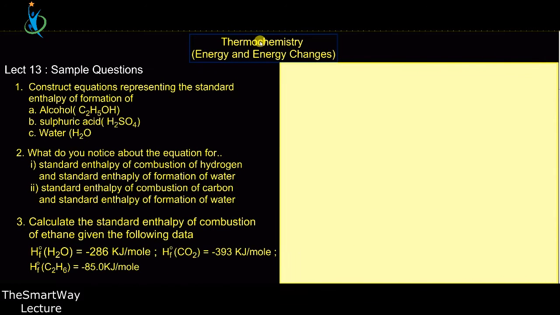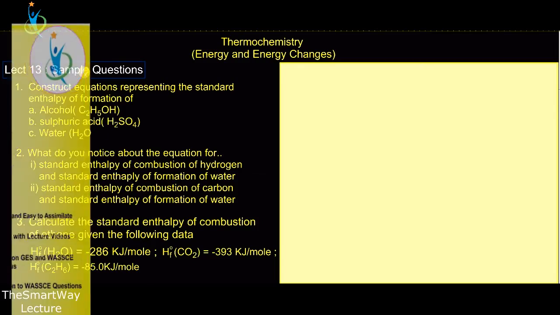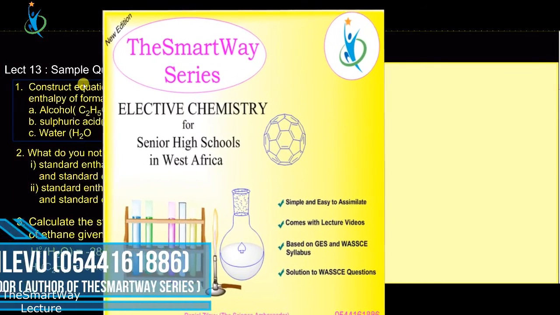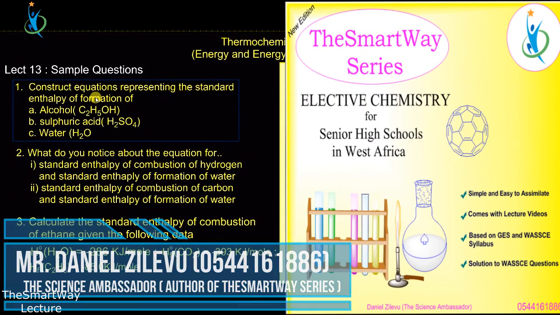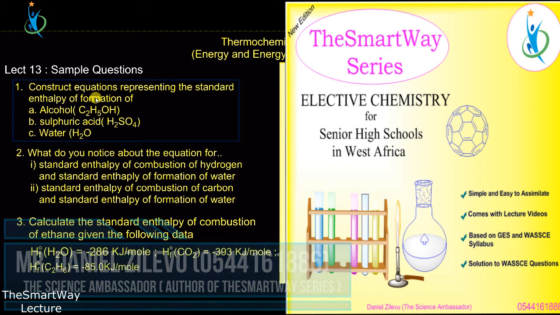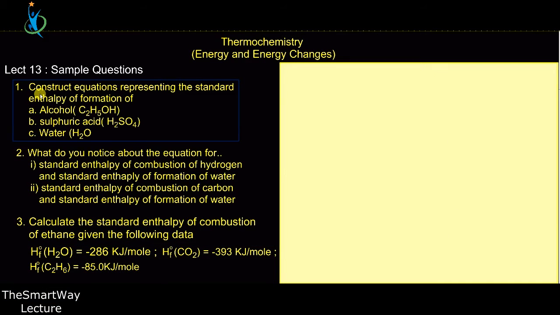Today we are here to continue on thermochemistry, and in this lecture we are going to help you solve some questions to understand the concept we have done earlier. Now this is the question. The first question says: construct equations representing the standard enthalpy of formation of the alcohol, the sulfuric acid, and the water. So we are just going to write the equations that are involved.